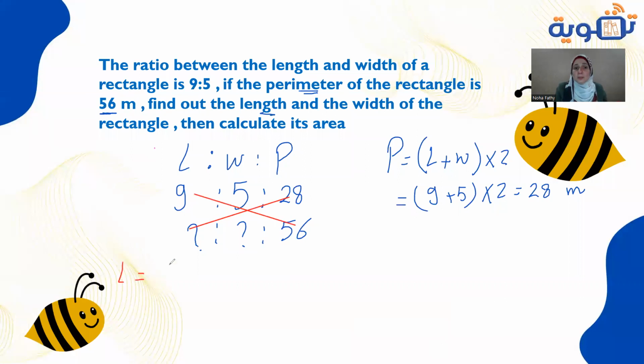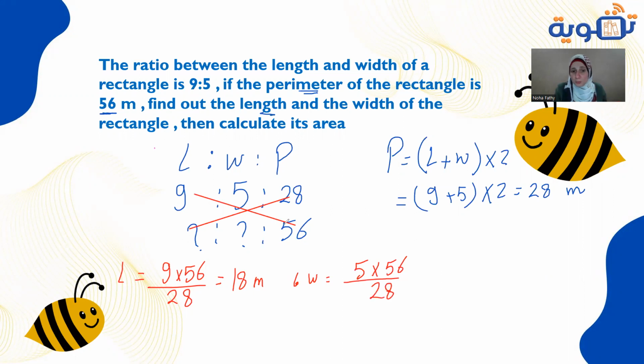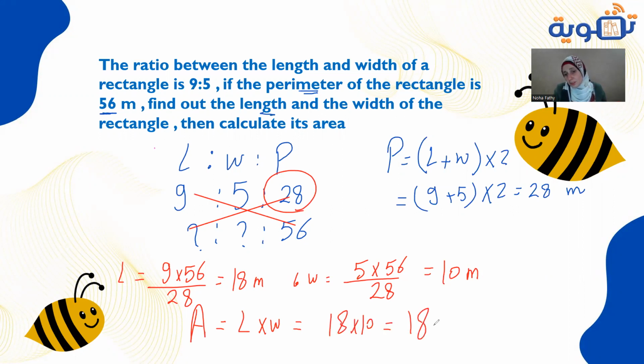Then make cross multiplication to find the length and width. So length equals 9 times 56 divided by 28, equals 18 meter. Width, the same concept, 5 times 56 divided by 28, and the result equals 10 meter. What is the area? Area equals length times width because it is a rectangle. So 18 times 10 equals 180 meter square.